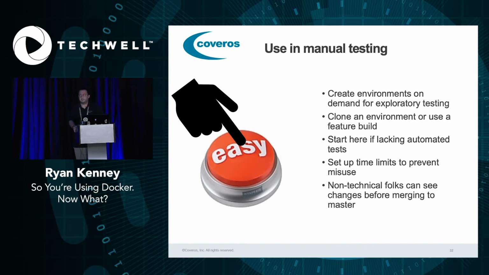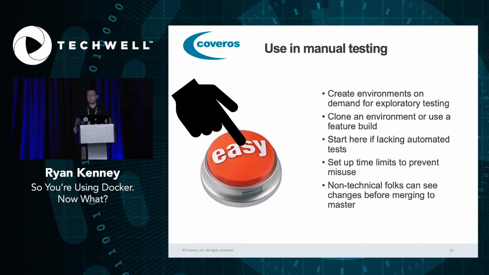The other example is, like I mentioned before, a feature build. So I have a feature branch. I want to do some manual testing on it before I actually merge it into master. You can do that. You want to be able to support both of those options.